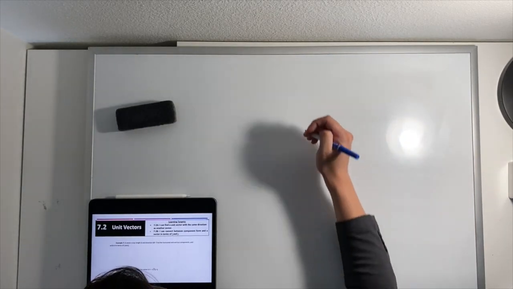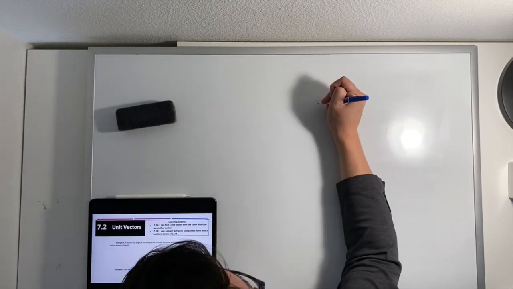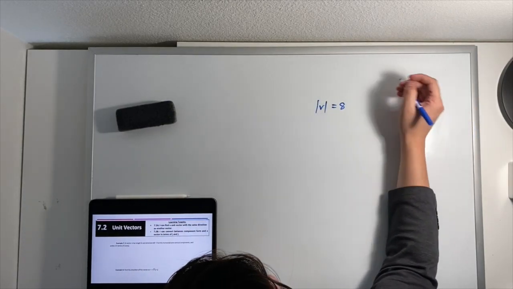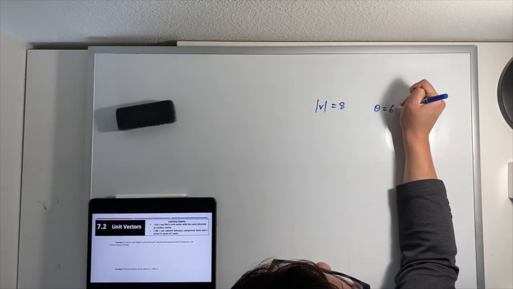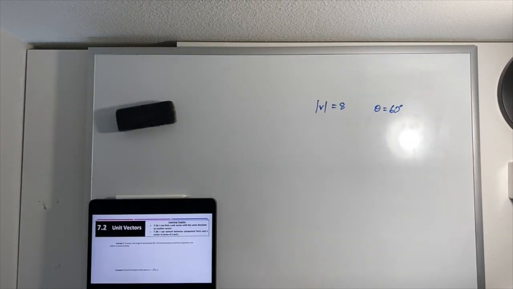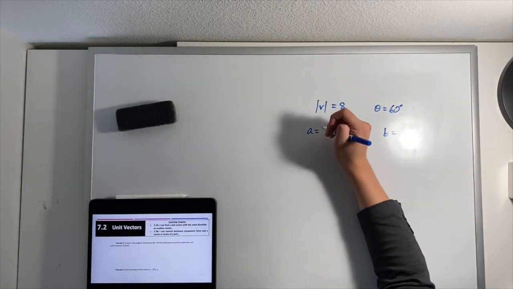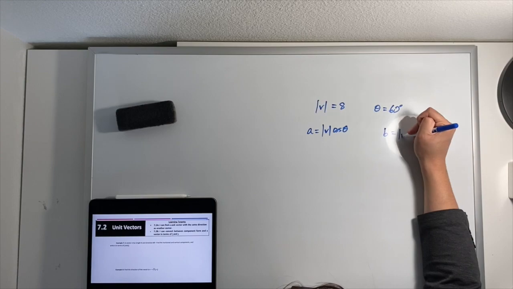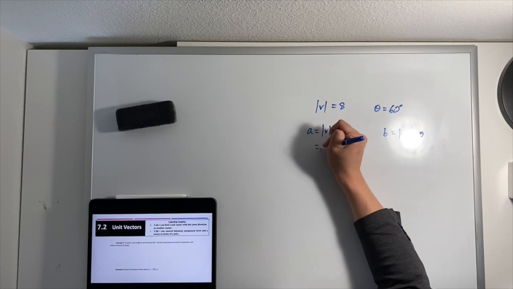A vector v has length 8 and direction 60 degrees. Well, its length is 8, that means its magnitude is 8, and it has a direction of 60 degrees. Okay, another way of expressing direction is theta. Find the vertical and horizontal components and write v in terms of i and j. We want A, we want B. A is given by this formula, B is given by this formula. And now all we do is plug in.